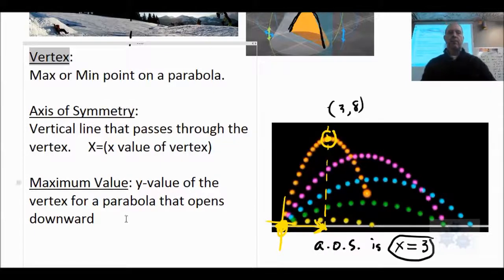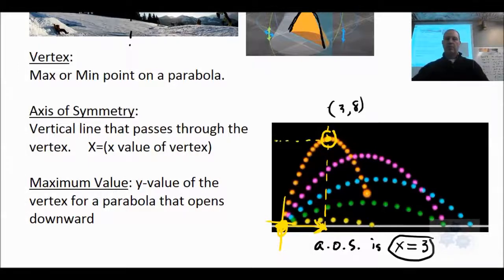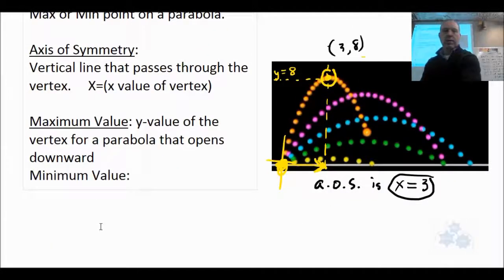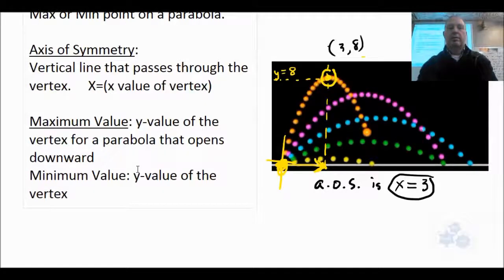Underline those. Okay, so it is important to note here, these parabolas all open downward, and this would be the maximum right here. So it would be y equals, in this case, 8, because that's the y value. And the minimum value, of course, would be very similar: it would be the y value of the vertex for a parabola that opens upward.